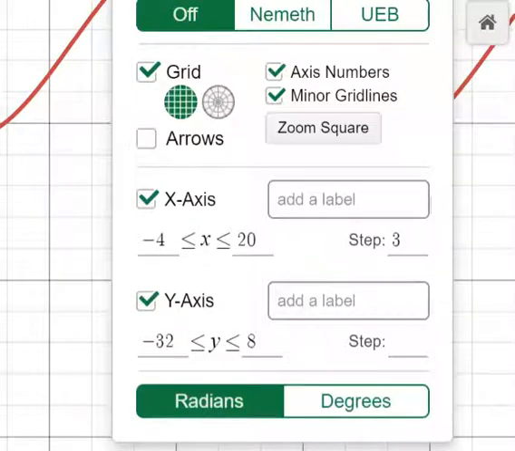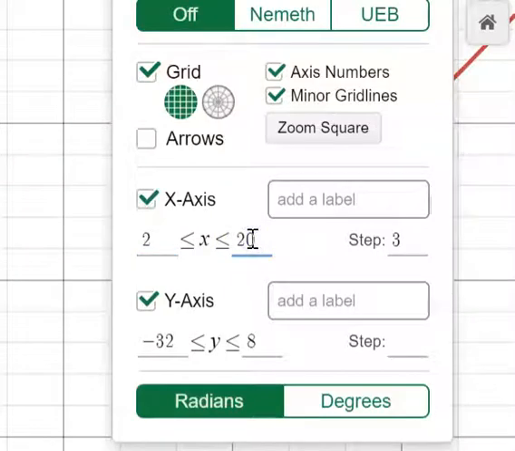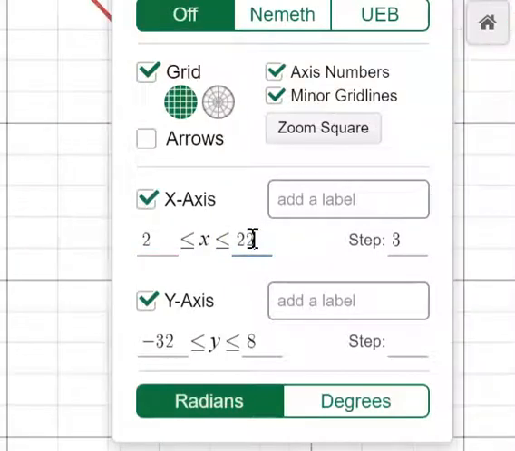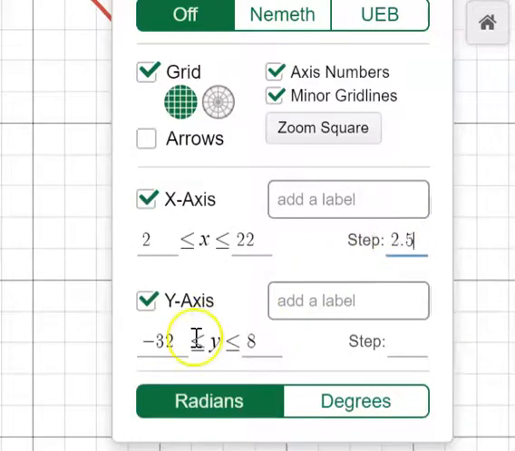Okay, then I still need to switch my other stuff on here. My x-axis, where should it start? 2. Where should it stop? 22. What was my step? 2.5. Okay, my lowest point.